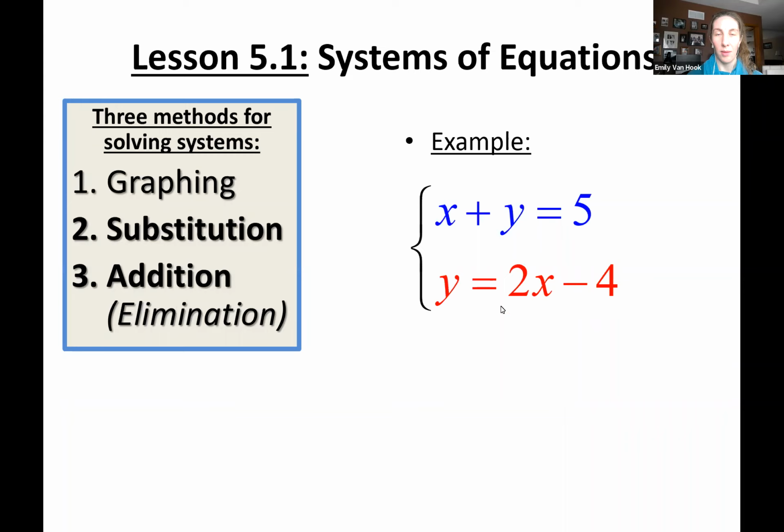So the next slide, I believe we'll see this system graphed, and we'll see some other systems that are also graphed. And this will be a nice little introduction to what could happen when you solve a system of equations. Sometimes there's a solution, sometimes there's not. So let's take a look at that. Here's our next slide.